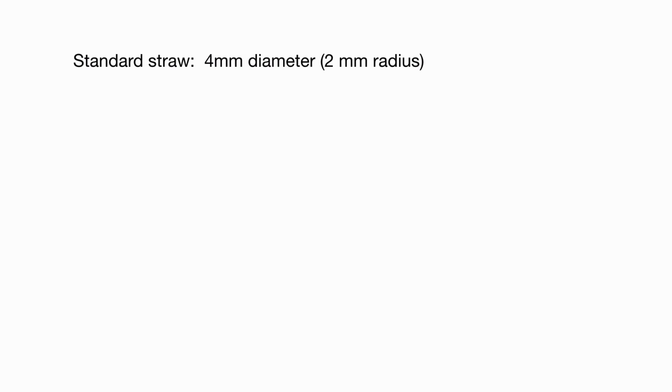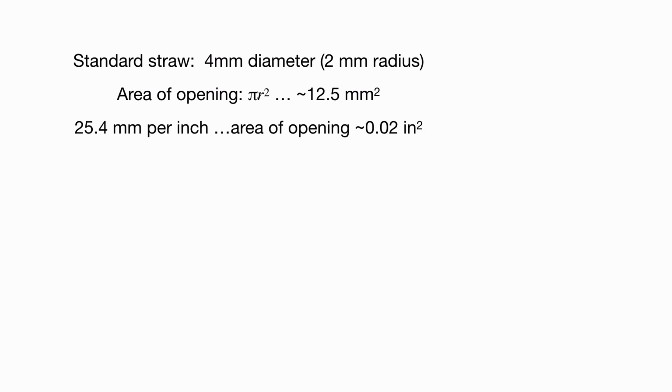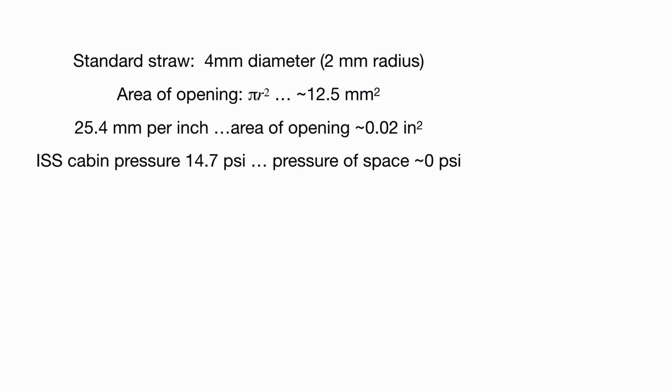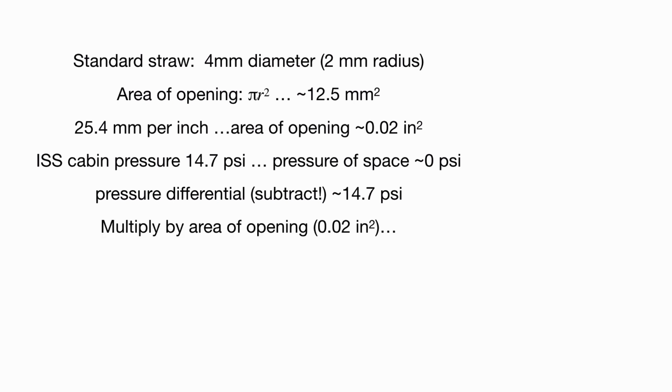Well, let's do the actual math. So a standard straw, I actually measured a straw from Wendy's. So I didn't measure a stainless steel straw, but I did measure a standard drinking straw. So 2 millimeter radius, we've got the area, pi r squared, and convert to inches, that's 2/100ths of an inch. 2/100ths of a square inch is the opening. Now, cabin pressure, apparently the ISS, they operate at sea level air pressure. So 14.7 psi. The pressure of space is approximately 0 psi. What's the pressure differential? 14.7 psi. And we're going to multiply that by the area of the opening.